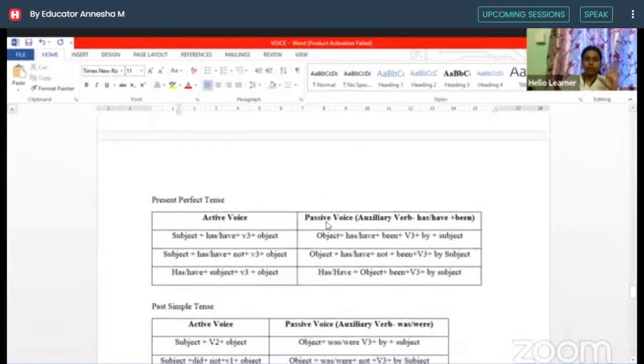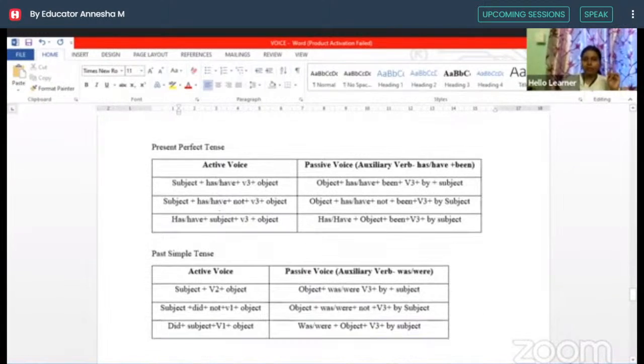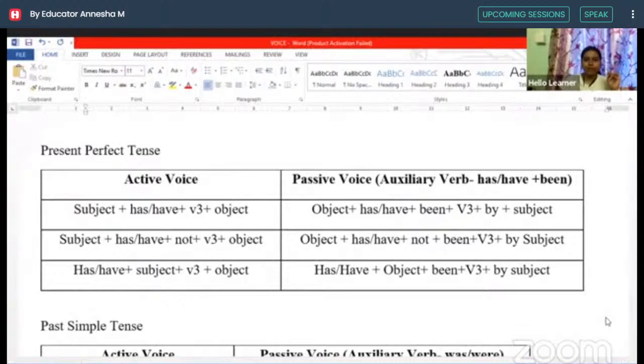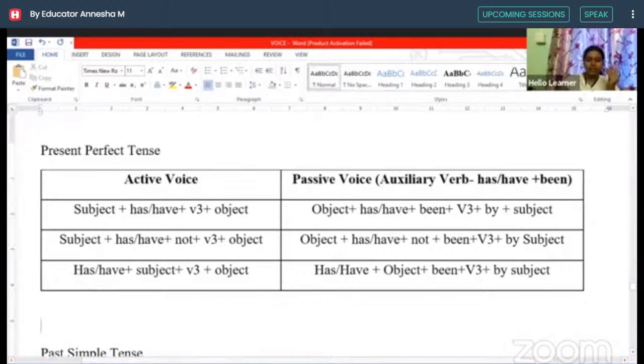And we will move on to today's first topic, that is present perfect tense. We had not started this, and we will start today. So we all know what the present perfect tense is. Anyone remembers what are the uses of present perfect tense? For what reasons is the present perfect tense used?